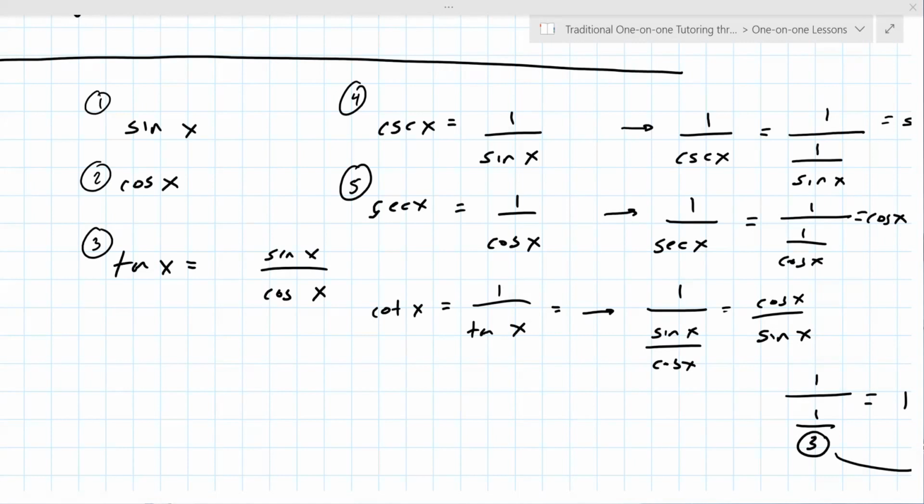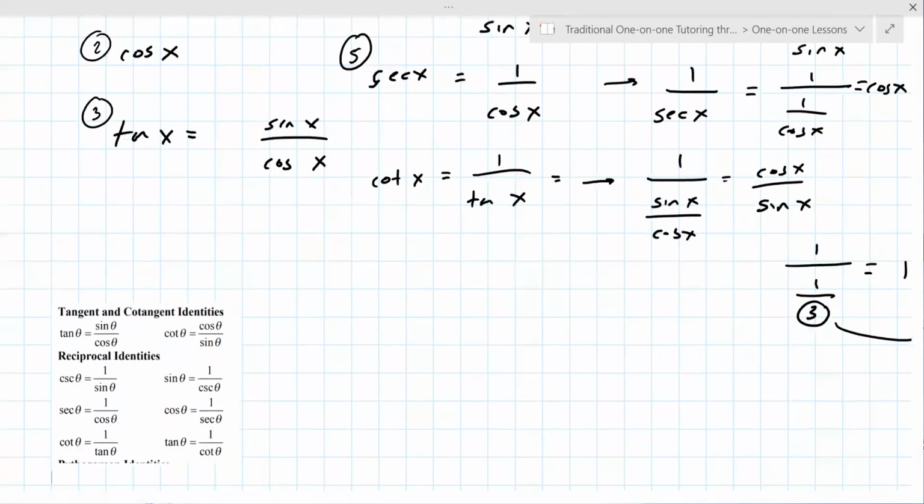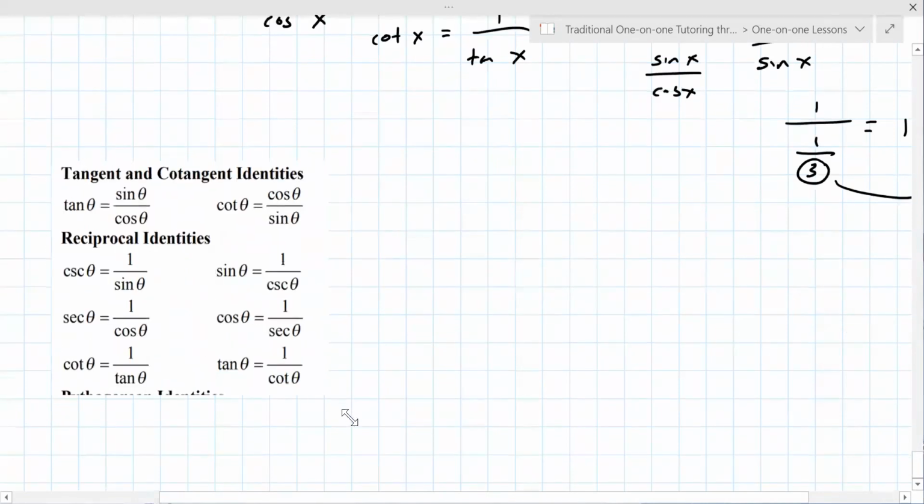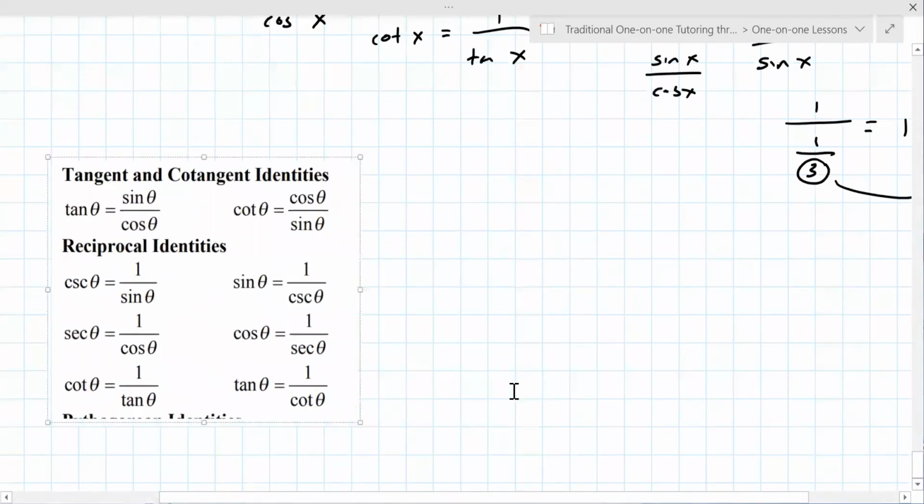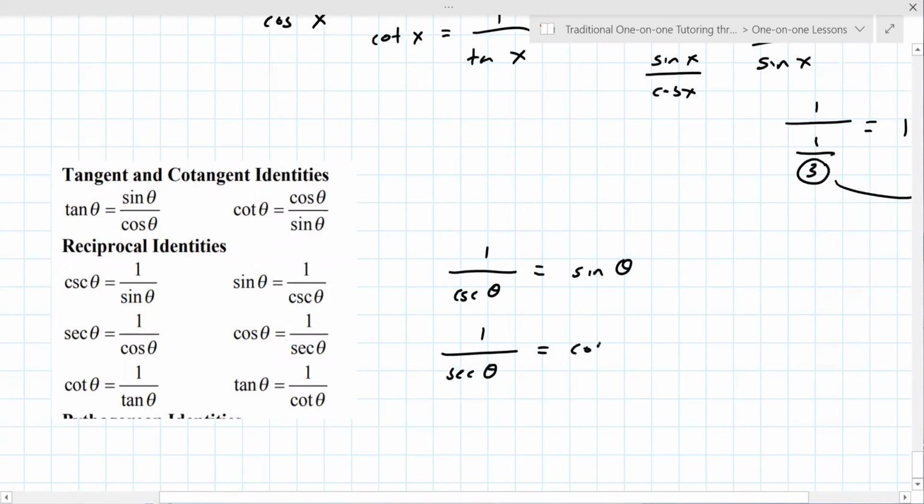All right, so what I'm trying to summarize is the information here, but I'm also going a bit further. I'm trying to get you to remember these things because they do come up in this class. Do you know these things? And then I'm adding on 1 over cosecant theta is sine theta. 1 over secant theta is cosine theta.